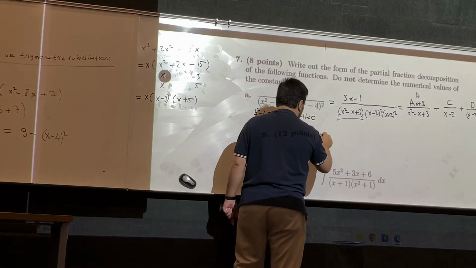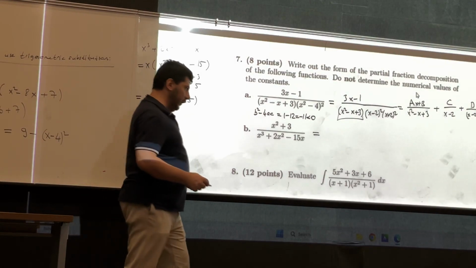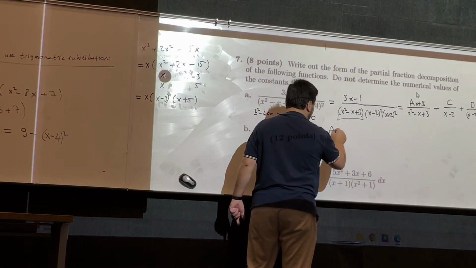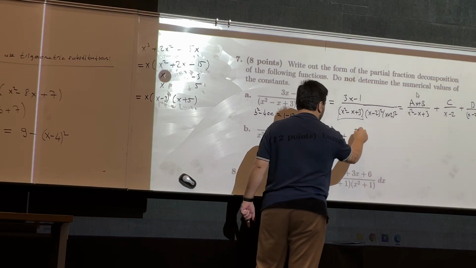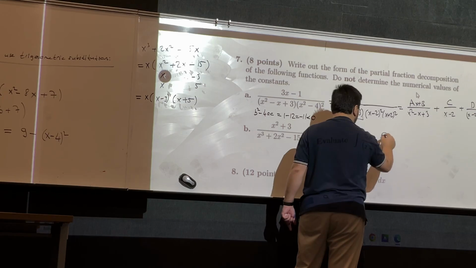So therefore, if I want to write this, A over x, very good, plus B over x minus 3, plus C over x plus 5.